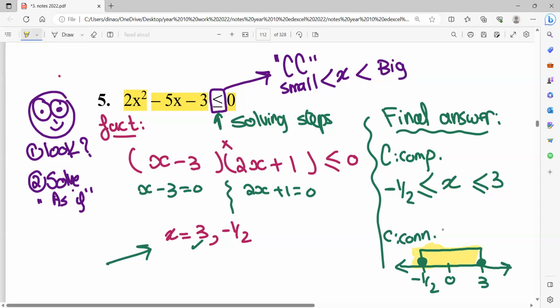So we did almost 3 examples now related to the CC questions. Now let's move on to the greater than questions. How do I solve greater than questions?